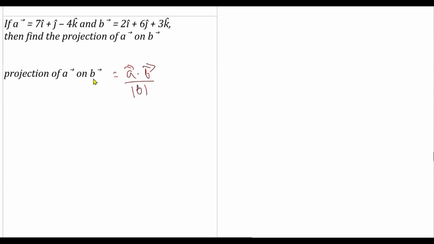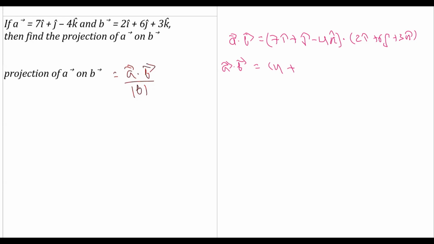Now the first thing we'll do is get A dot B, and how to get A dot B is the scalar product only. So vector A is 7i plus j cap minus 4k cap, multiplied by 2i plus 6j plus 3k cap. Let me write down A dot B again. This is 7 into 2, that is 14. 1 into 6 is 6, and minus 4 into 3 is minus 12. That is 20 minus 12, which is 8 we got.